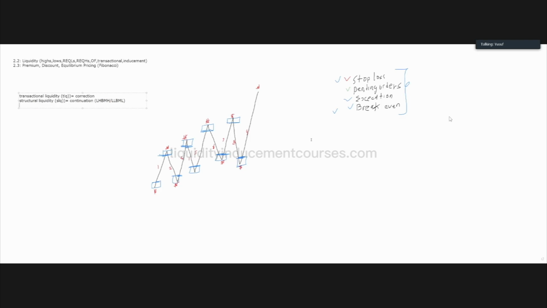Now, finally, we have the inducement liquidity, ILQ. This is the liquidity for what? For expansion. Transactional liquidity, structural liquidity, inducement liquidity. So let's start with the first one, right? Transactional.